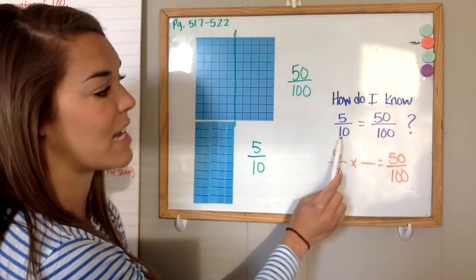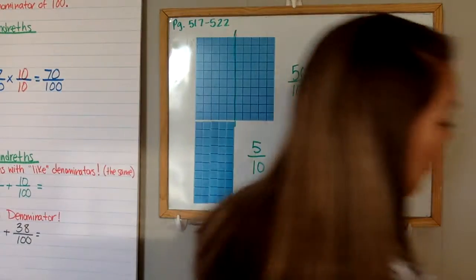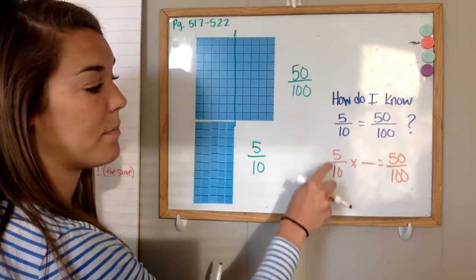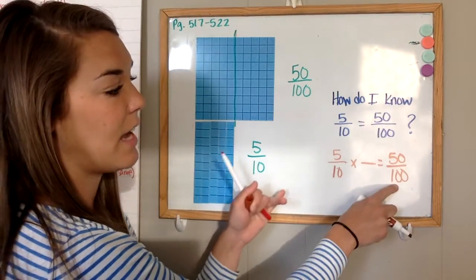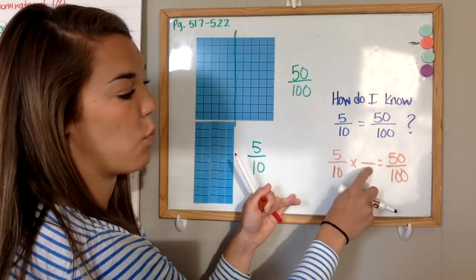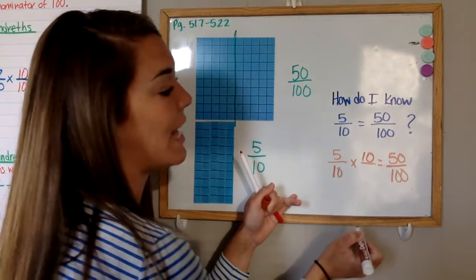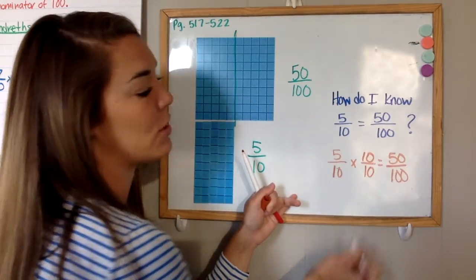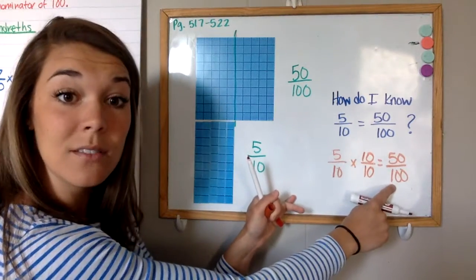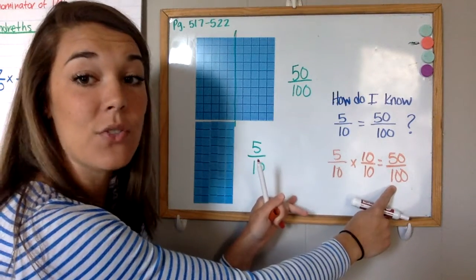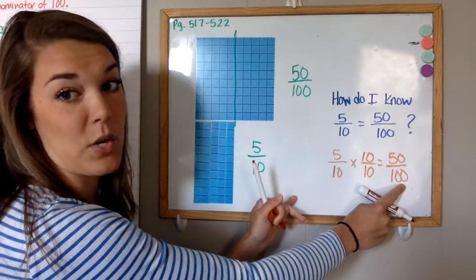How do I know that 5 tenths is equal to 50 hundredths? Because when I multiply my numerator and my denominator by the same thing, I can get this. So 5 times what is 50? Same thing as we did before. 5 times 10 is 50. Whatever I do to the top, I must do to the bottom. Let me check my work. Is 10 times 10 100? Sure is. So that's how I know that 5 tenths is equivalent to 50 hundredths.